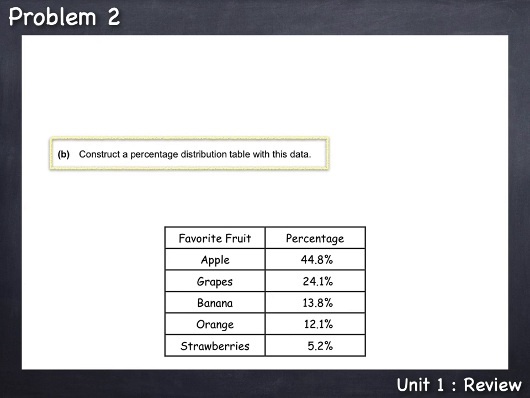So the data here selected was the favorite fruit to eat, and the population for which the sample was selected was students attending Tahoe Elementary School. So an appropriate title for this percentage distribution table could be the favorite fruit to eat of children attending Tahoe Elementary School.